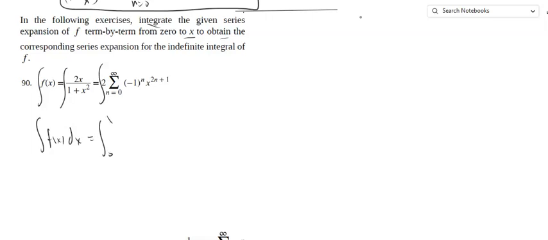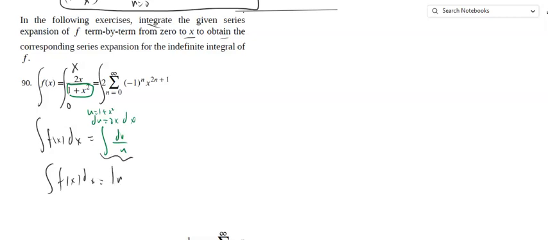This is the integral from 0 to x. That's what they said to do, of 2x over, actually I could do it here. If I run this 0 to x, let's see what happens. I'm going to let u equal 1 plus x squared, and du is 2x dx. So that's simply the integral of du over u. I know what that is. That is simply natural log of absolute value of u. And what was u? u was 1 plus x squared.